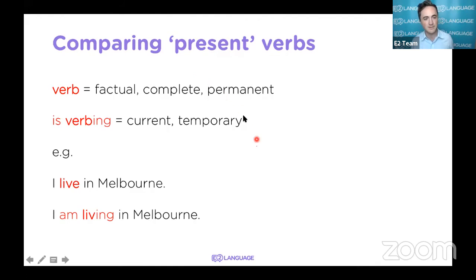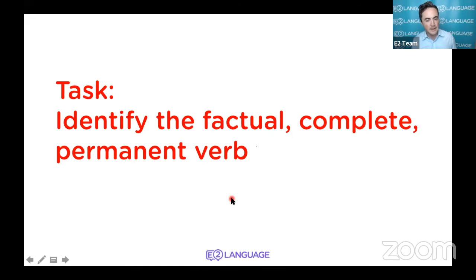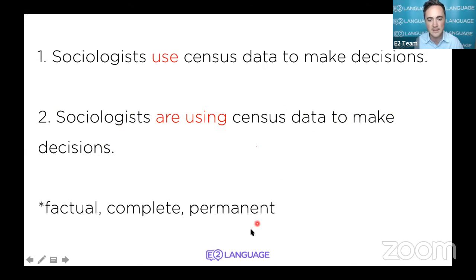Cool. That's good. I like that. One's permanent, one's temporary. So we use a different verb. They both relate to the present, but we use a different verb to convey even more meaning that's behind the verb live. Cool. So first task, I'm going to give you two sentences. I want you to identify the sentence that is factual, complete, and permanent, that relates to something that's permanent. So which one of these is permanent? One or two? Which one is the factual, complete, and permanent one?